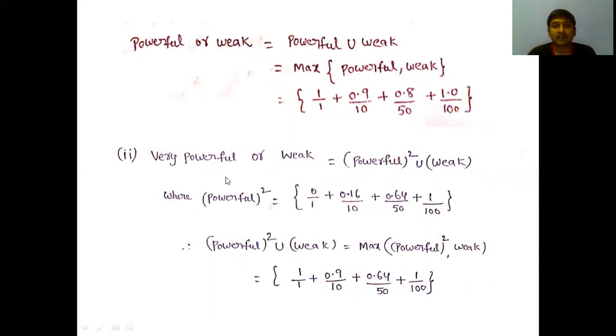But we may require very powerful or weak. That is powerful whole square union weak. Powerful whole square is already calculated, and weak is already given in the problem. Union in the sense of the maximum of powerful whole square, weak. So we compare the maximum values between powerful whole square and weak, and we can write this answer.